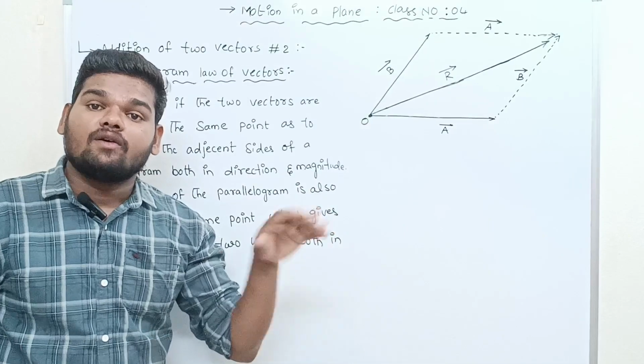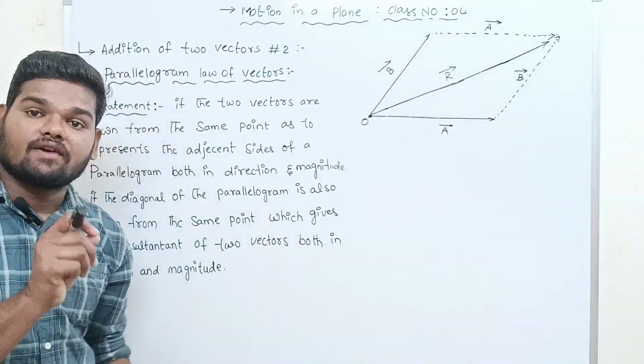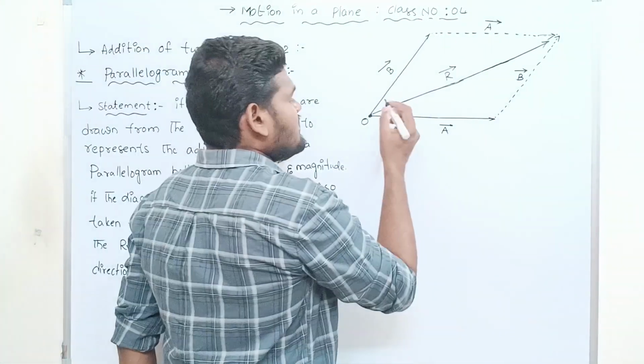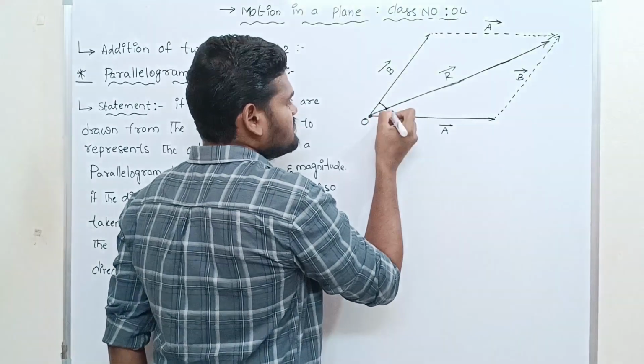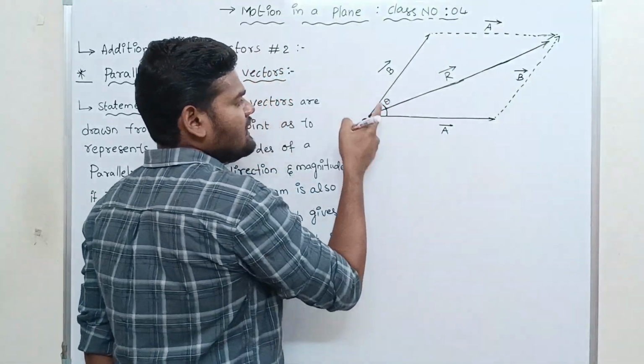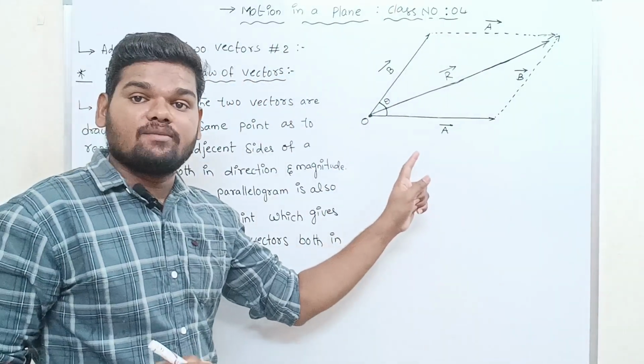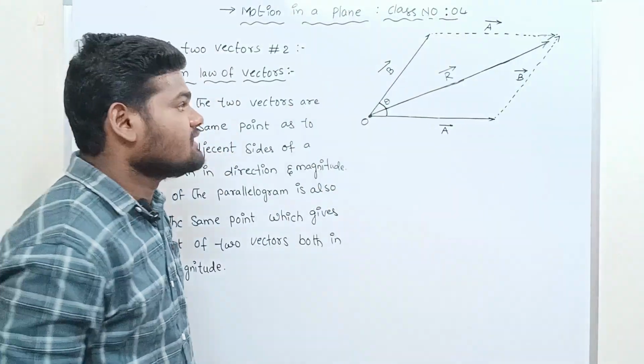Now I am going to do the calculation part. Have a look. I take the angle between these two vectors A bar and B bar. Let us say an angle theta, where theta is the angle between the A bar and B bar vectors.